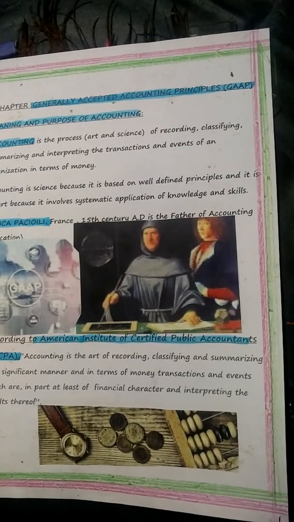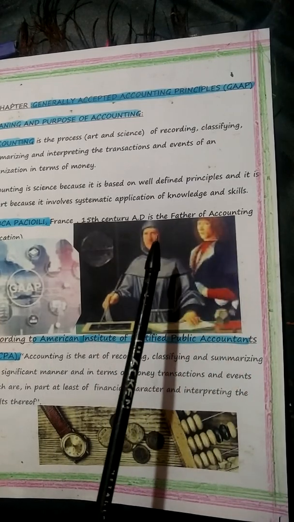Luca Pacioli is an Italian mathematician also, as well as an accountant. Was born in France and brought up as an Italian during the 15th century. The 15th century is roughly about 1447 AD, children. Who is the father of accounting education? Immediately you must mention great Luca Pacioli. He is also an Italian mathematician. And one more point, children. He is a collaborator of Leonardo da Vinci.